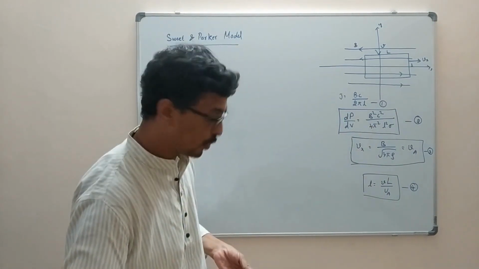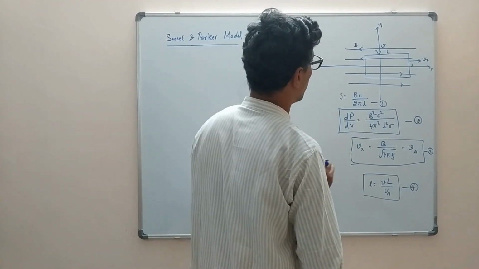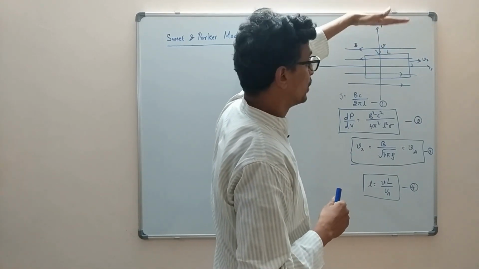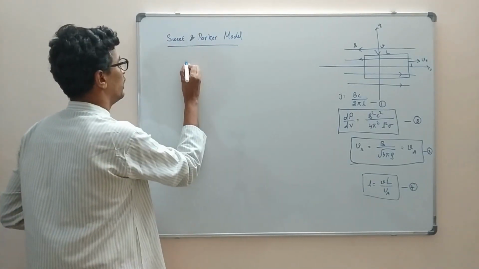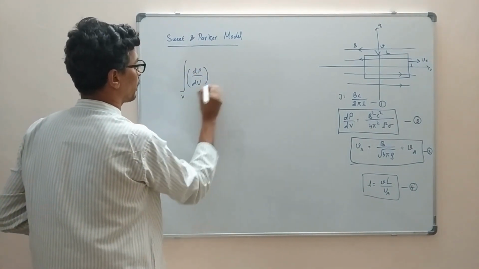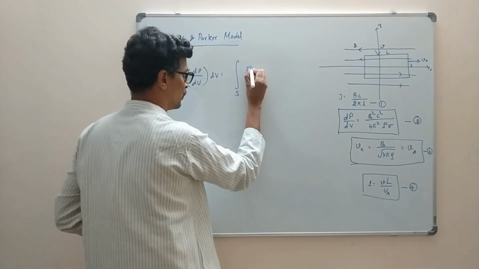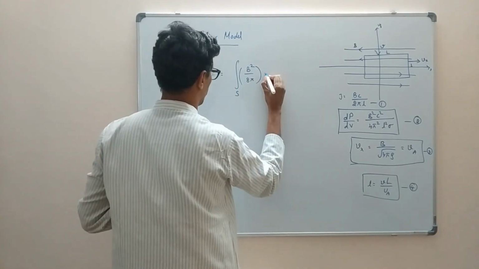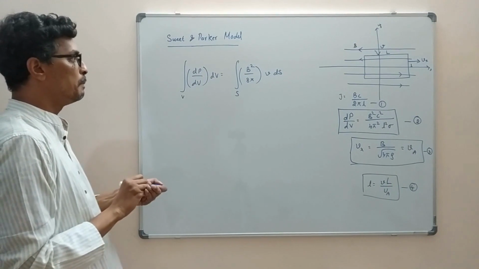The power released per unit volume that we already derived here should be balanced by the magnetic energy which is convected into the neutral sheet through the surface. So I should have my volume integral of dP by dV into dV equal to the surface integral of the magnetic energy density, B squared divided by 8 pi, multiplied by velocity and into dS. So they both should be balanced.